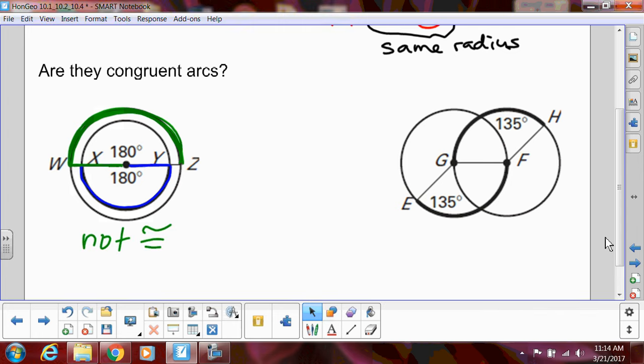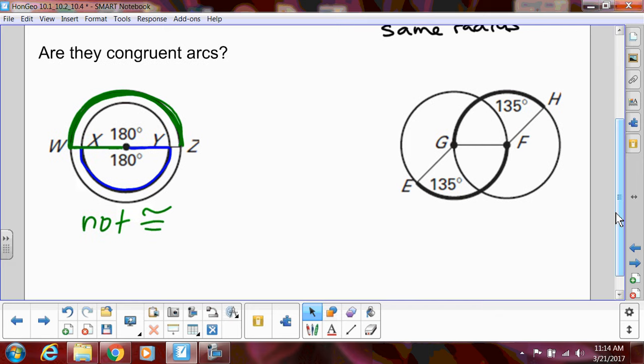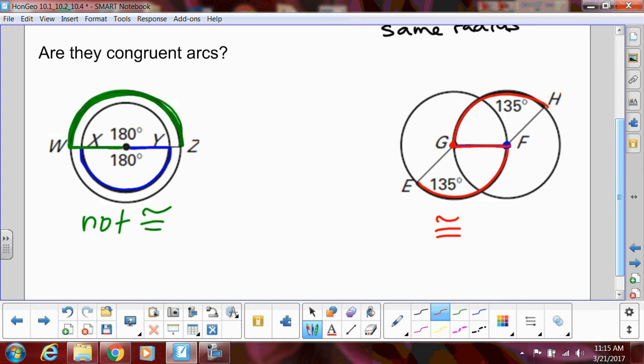Okay. So here we have, again, same measure, 135 and 135. Two different circles, but notice that the radius on circle F is F to G, and then the radius on circle G is G to F. So that is the same exact radius. So these would be congruent arcs.